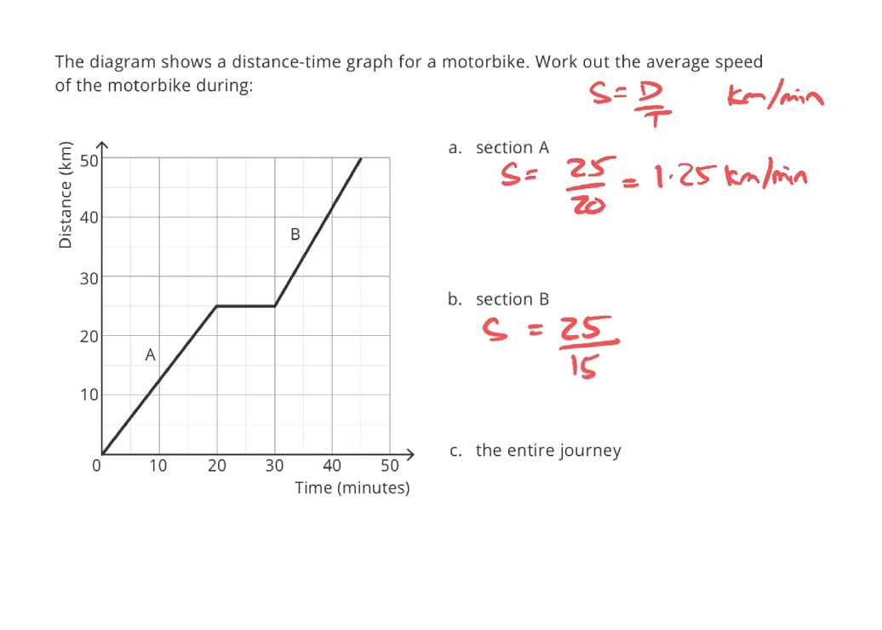So we have speed is 25 divided by 15. On the calculator, 1.67 kilometers per minute. It's actually 1.66666 and so on. We'll round it to 1.67.